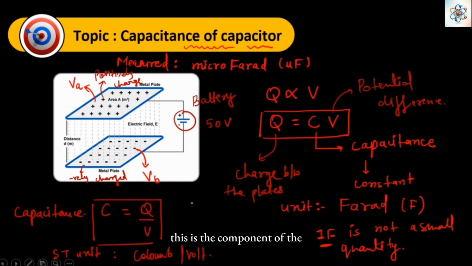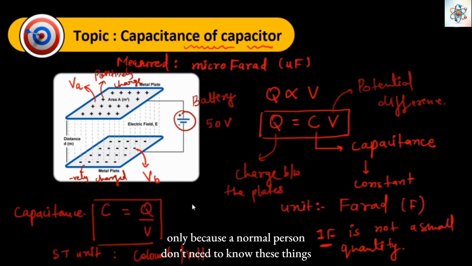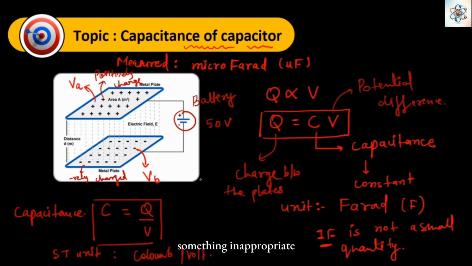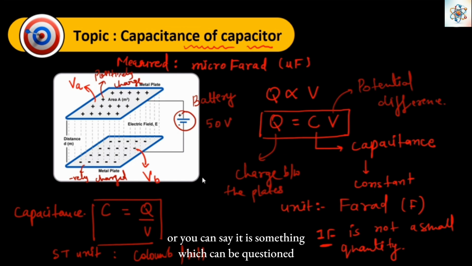So this is the component of the circuit which I liked studying for the very first time in 12th grade only, because a normal person doesn't need to know these things, whatever exists. But it makes us a little aware about everything we actually use. It will also make us ask ourselves every time we find something inappropriate, or you can say something which can be questioned.